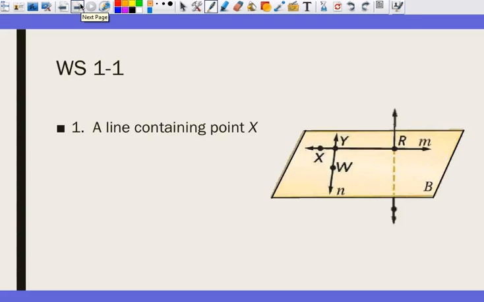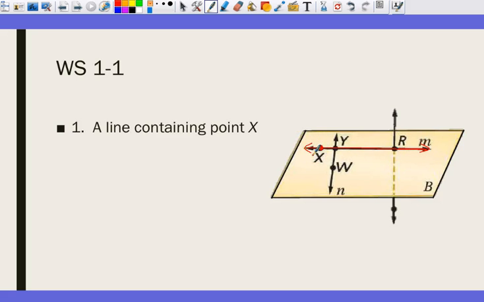Okay, this is worksheet 1-1, problem number 1. It asks, a line containing point X. Well, first step is you want to find X. Where's X at? X is right there. So we need to find a line that goes through point X. Well, the easiest one to see is right here.